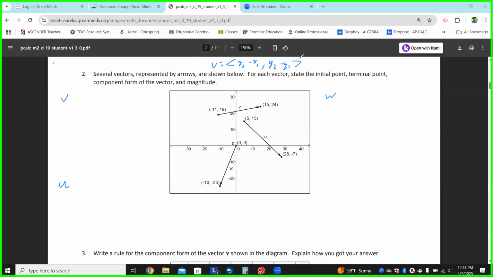So once you find the component form, you can just do the square root of a squared plus b squared. This is what component form is. After you subtract them. Yes, I got you. Yes, you're welcome.